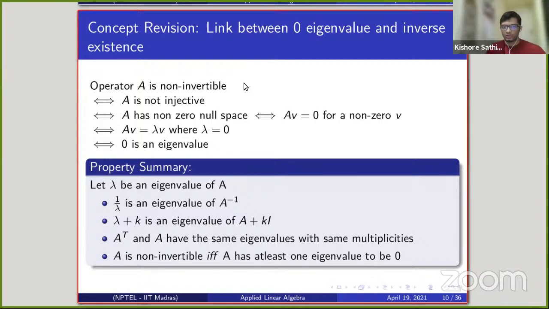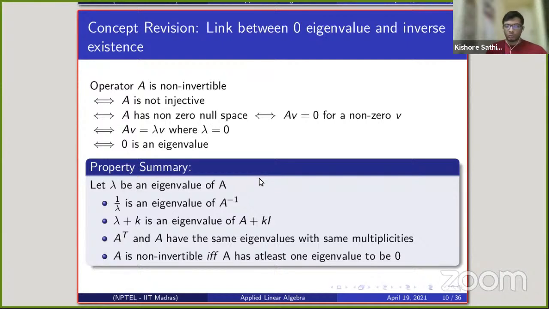You can go the other way around also. 0 is an eigenvalue. So AV is equal to lambda V, where lambda is equal to 0. You can just go in the other direction. You can show that A is not invertible if 0 is an eigenvalue. So this is something nice to remember. Anytime you see an eigenvalue to be 0, it is not invertible.